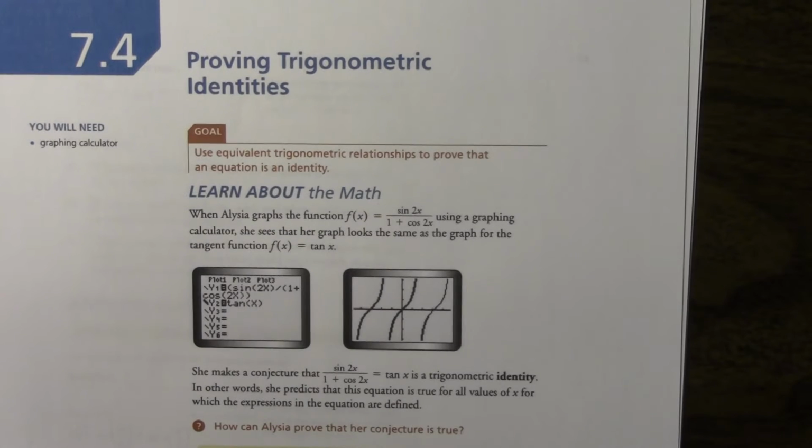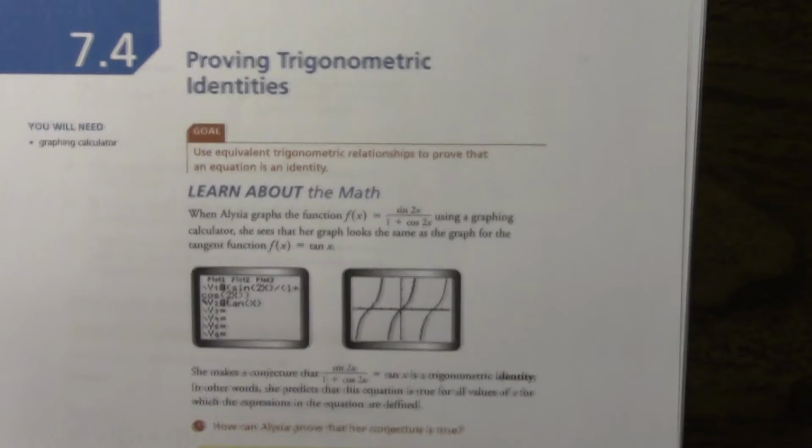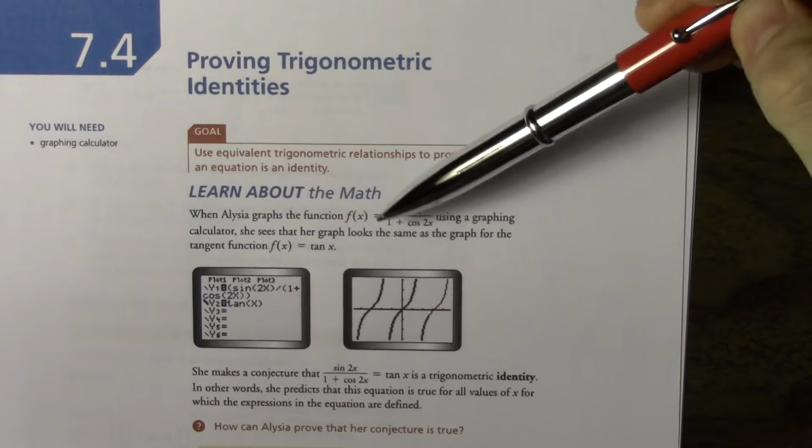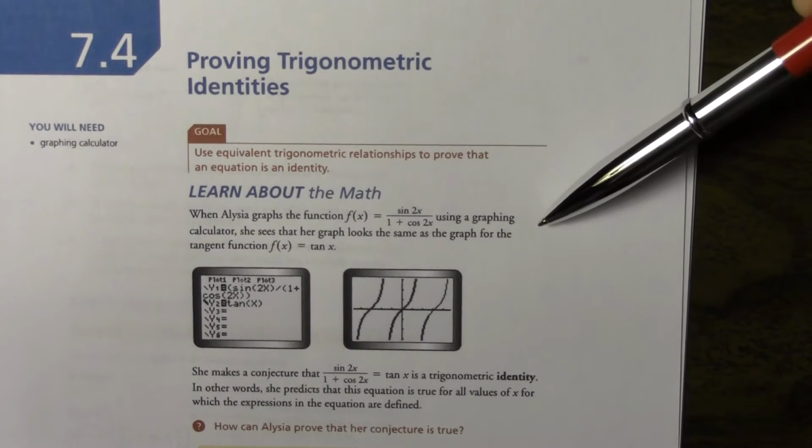7.4, we're proving trigonometric identities. The goal is to use equivalent trigonometric relationships to prove an identity. An equation is an identity. So what we mean by identity is just usually, or always, if the left side equals the right side.